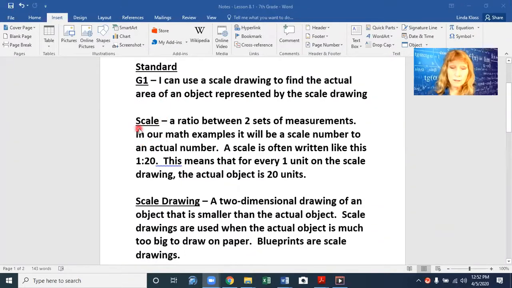So a scale is a ratio between two sets of measurements. So in our math examples, it will be a scale number to an actual number. So a scale is often written like this, 1 to 20. It can be written 1 on top, 20 on the bottom just as well. So this means that for every 1 unit on the scale drawing, the actual object will be 20 units.